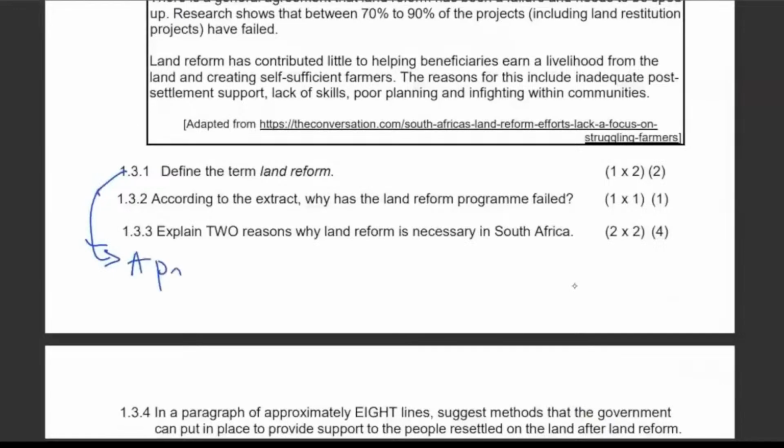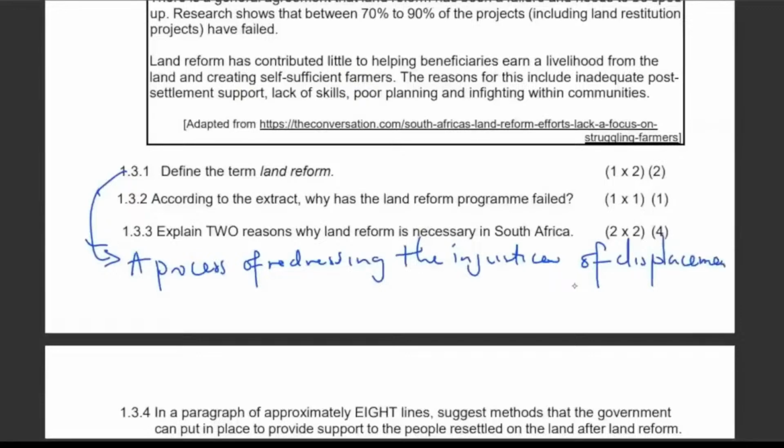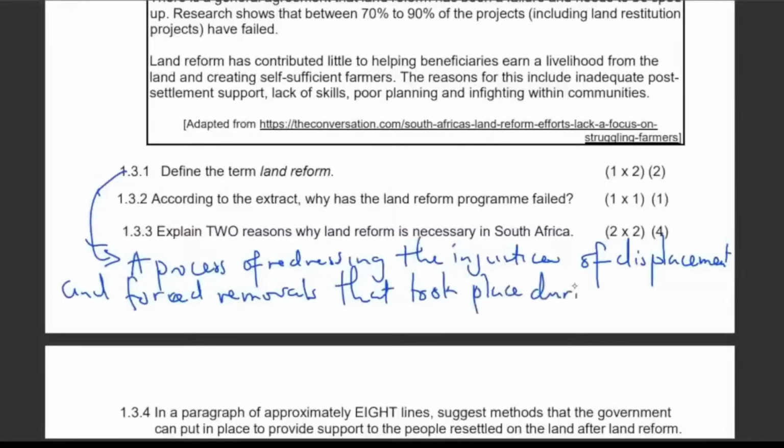Right, we can say it's a process of redressing the injustices of displacement and forced removals that took place during apartheid. It's one way of defining land reform.